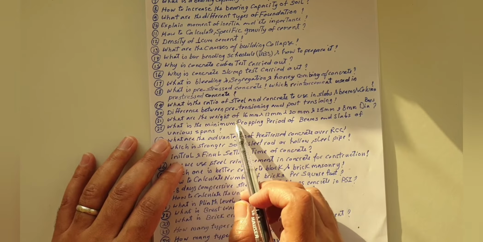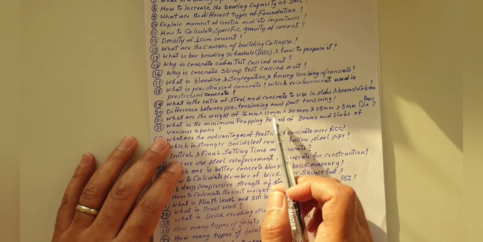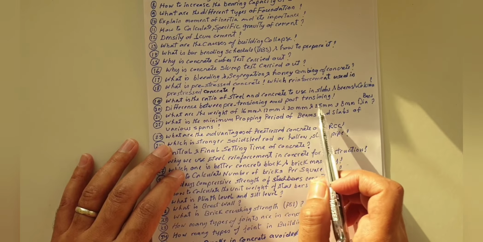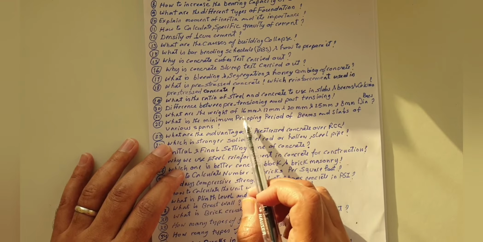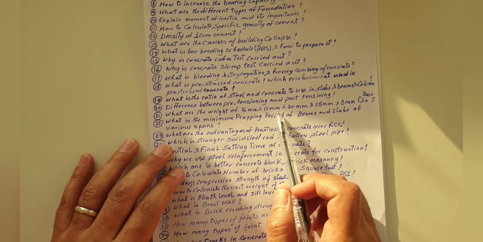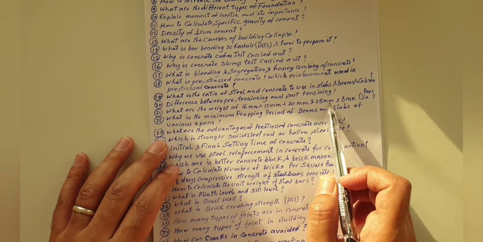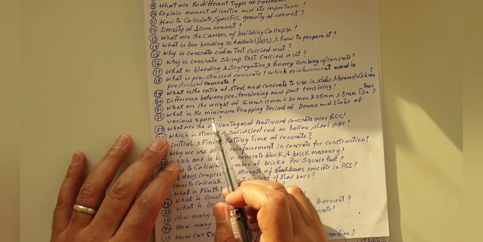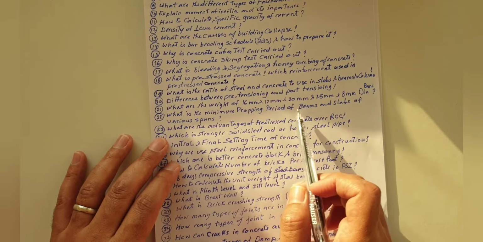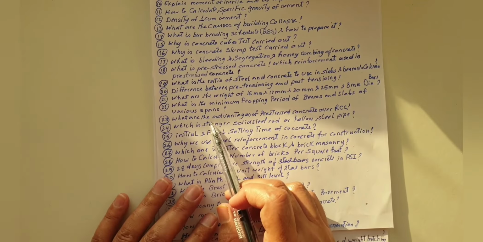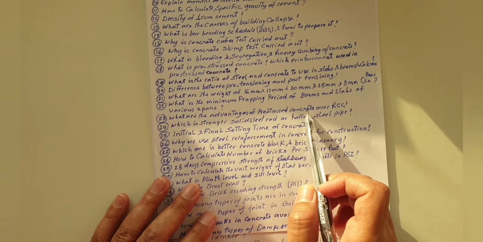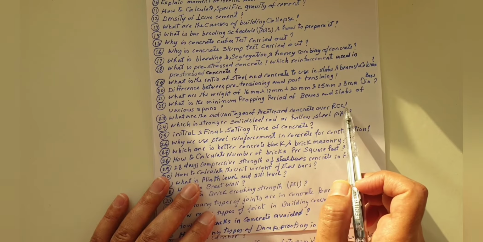What is the weight of steel bars of 16 mm, 12 mm, 20 mm, 25 mm and 8 mm diameter? What is the minimum propping period of beams and slabs of various spans? What are the advantages of pre-stressed concrete over RCC?